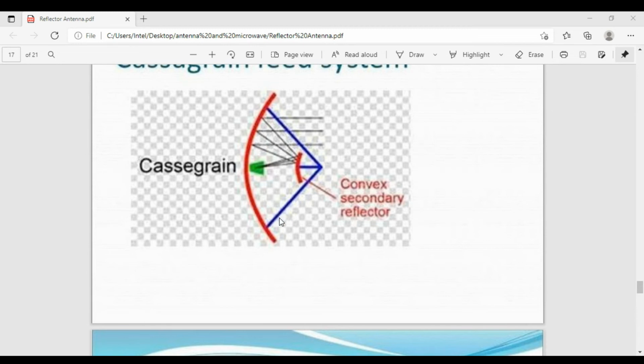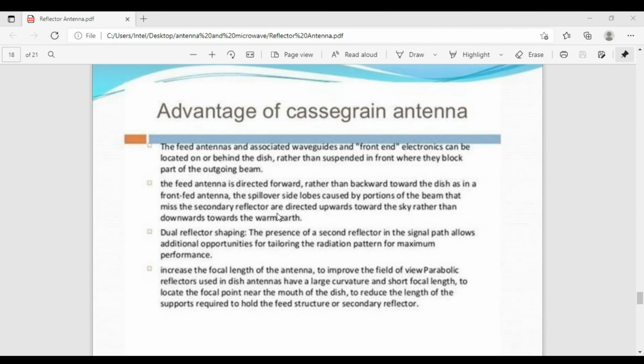Then here it is, the parabolic reflector. The advantages of the Cassegrain feed system, which I already told, was introduced by Professor Cassegrain. The advantages of the Cassegrain antenna: the feed antennas and associated waveguides and front end electronics can be located on or behind the dish rather than suspended in front, where they block part of the outgoing beam.